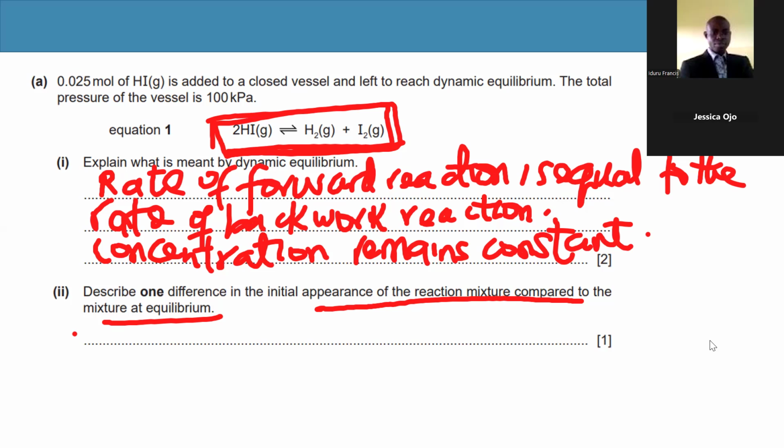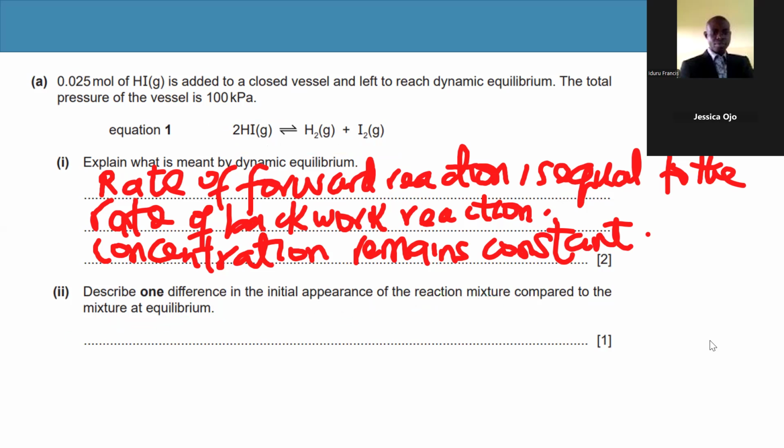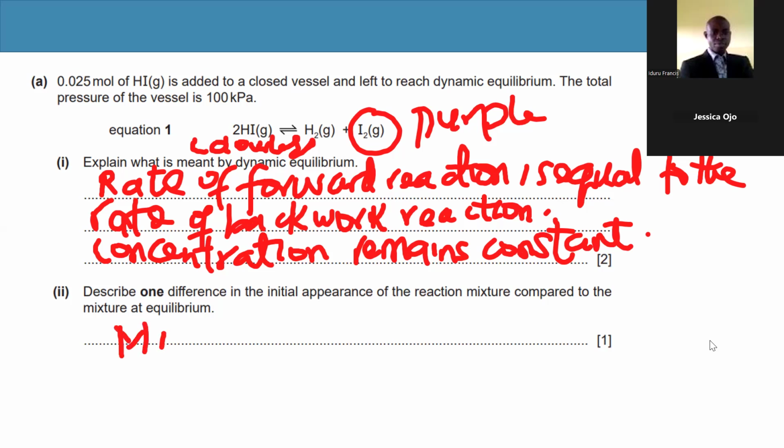Okay, why did you say it's purple? Because there's more of the hydrogen iodide in the reaction, like the concentration of HI has increased. So, hydrogen iodide is colorless, so this one is purple. Oh, okay. So the mixture will be purple. That's correct. So the mixture will be purple.